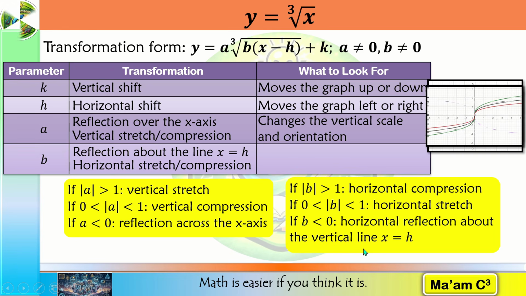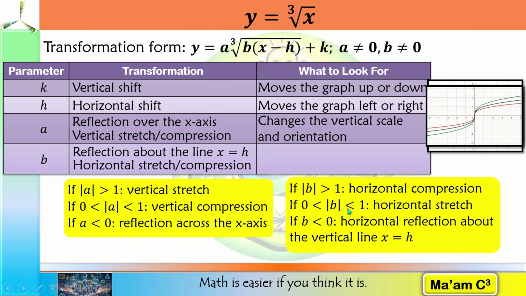Let's recall our graphs earlier. So if the absolute value of b is greater than 1, recall that I placed 2 here. Cube root of 2x. What happened? It produces the green graph. So there is horizontal compression. The key point (1, 1) from our mother function becomes (1/2, 1). The graph was horizontally compressed.